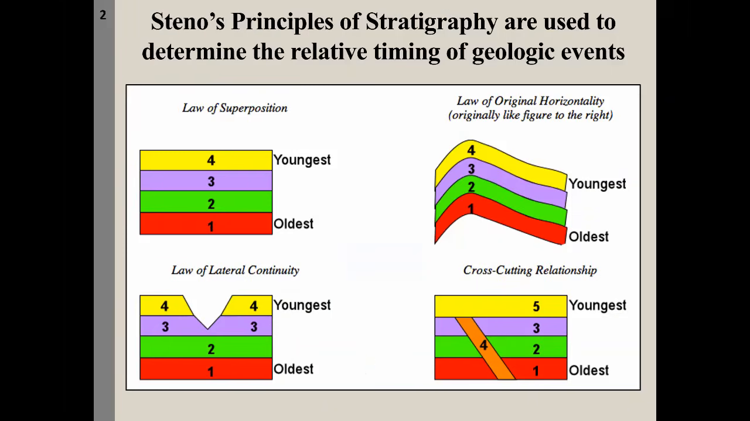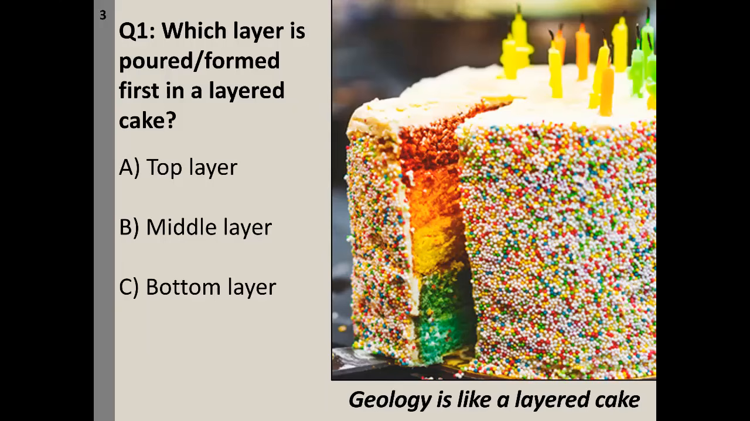Steno's principles of stratigraphy are used to determine the relative timing of geologic events. Steno's laws consist of the law of superposition, the law of original horizontality, the law of lateral continuity, and cross-cutting relationships. So our first analogy here to the layered cake, geology is like a layered cake, tasty learning.